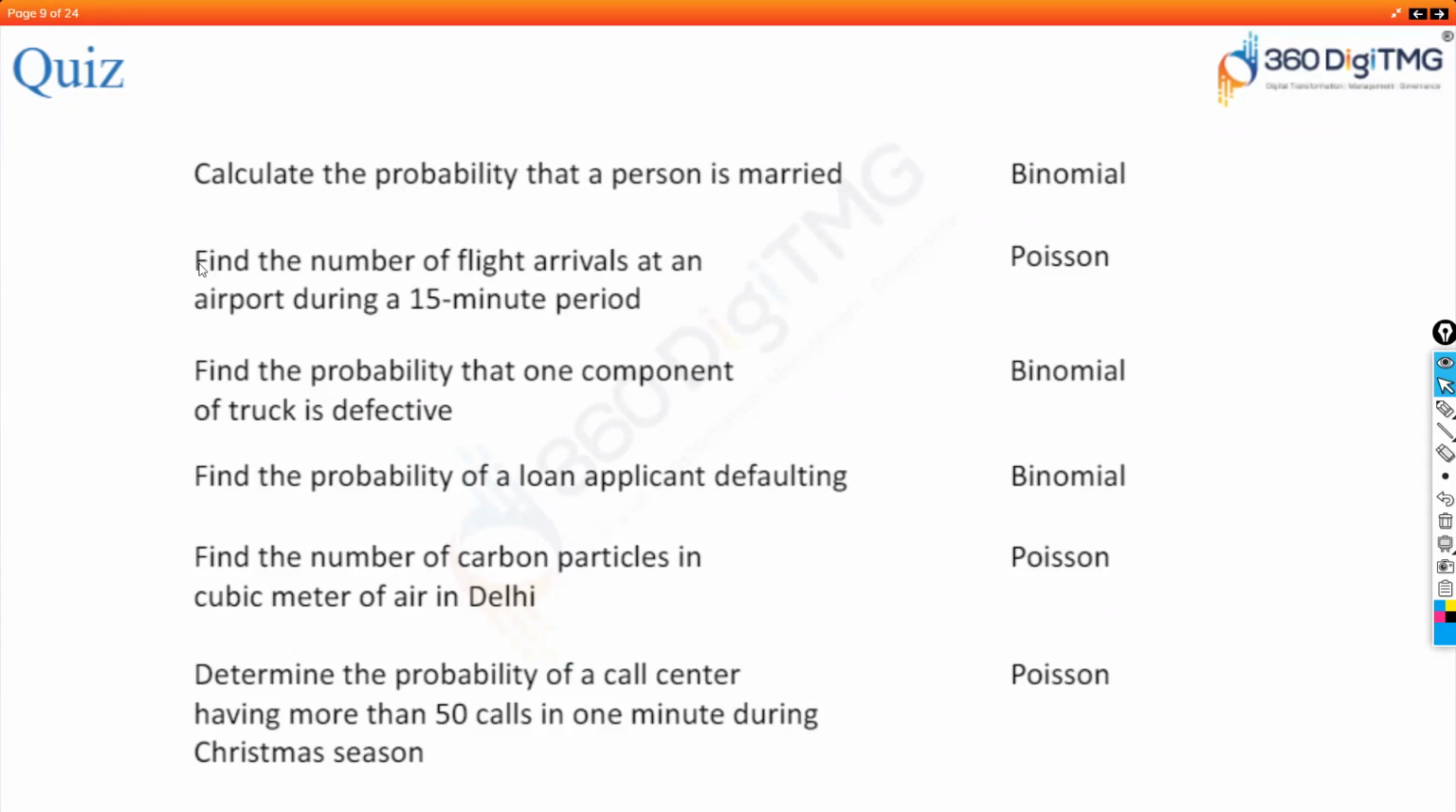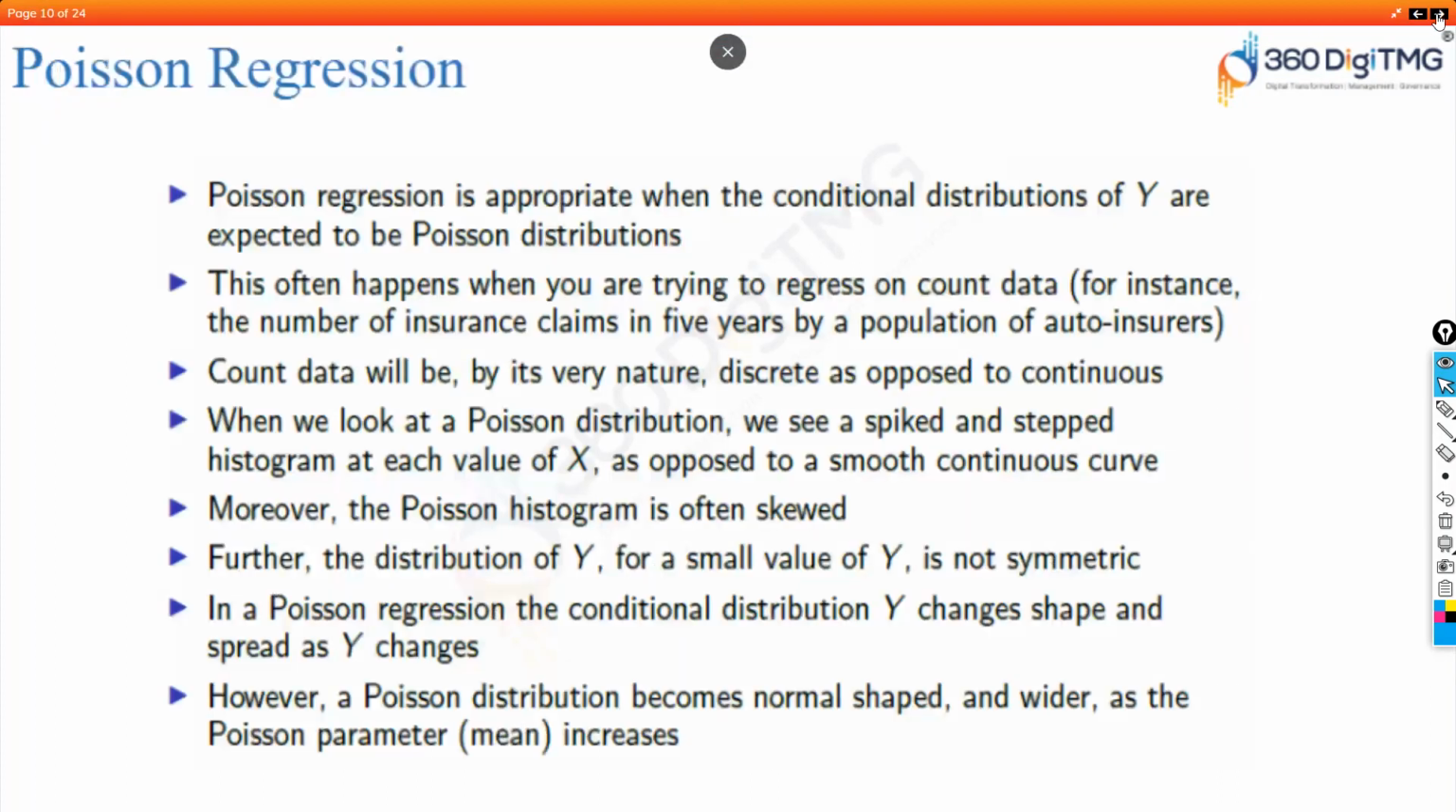And then you have the Poisson distribution, which is, find the number of flights arriving at an airport during a 15-minute period. So it is always given a time period or a specific region, area. Within that, you want to find out. Find the number of carbon particles in a cubic meter of air. This is important. Determine the probability of a call center having more than 50 calls in 1 minute. So 1 minute is important. So within a specific duration or specific region, you want to find out the count. Okay, and here we have the Poisson distribution.